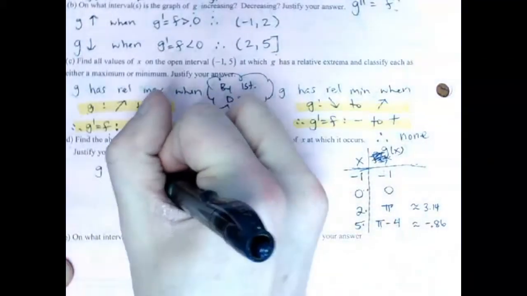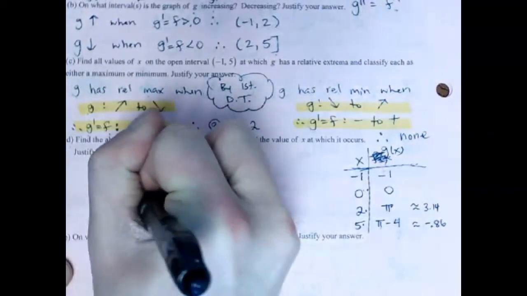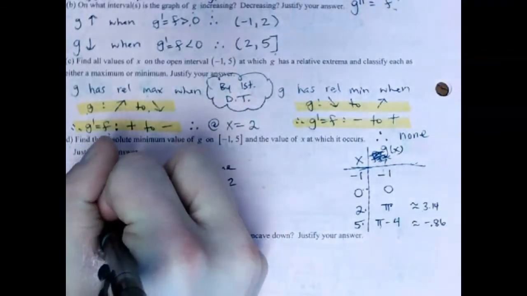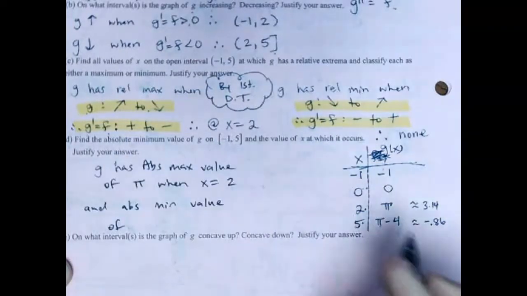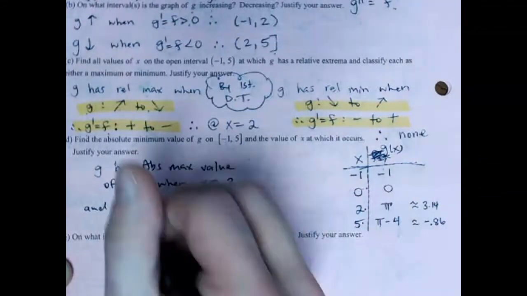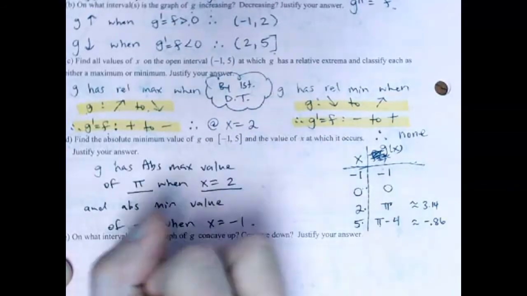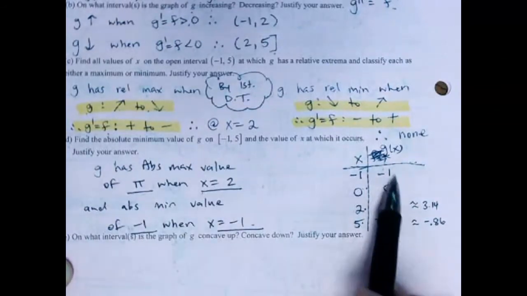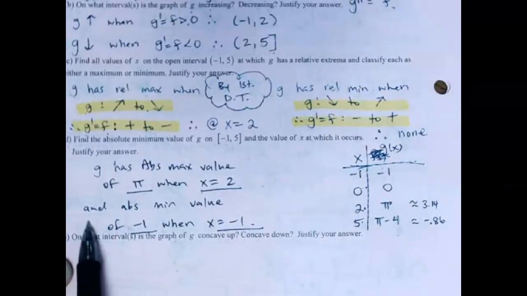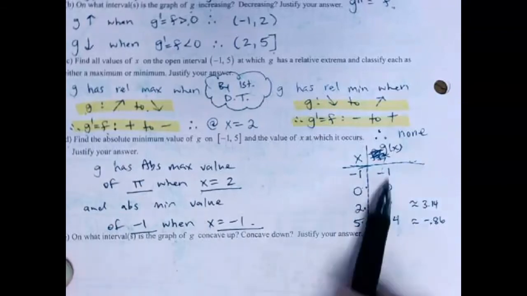G has an absolute max value of pi when x equals 2, and an absolute minimum value of, let's see, the smallest value. That one's negative, but that one's more negative, of -1 when x equals -1. You set it up as a sentence stem: you have an absolute max value of blah when x equals blah. You find the biggest number, and that's where it hits it. And then you also say absolute min value of blah when x equals blah. You find the smallest value and the x value where it hits it.